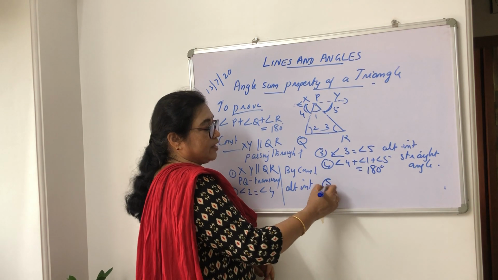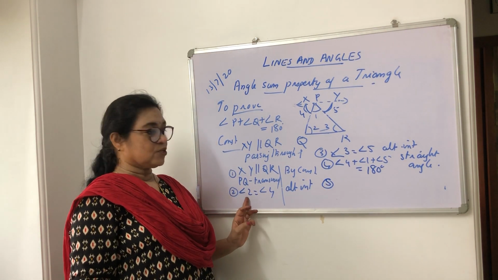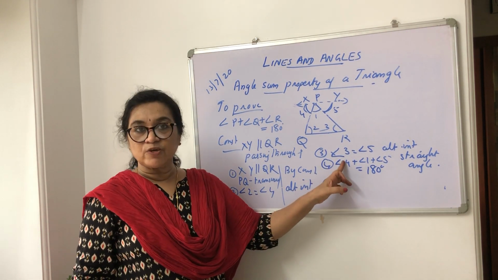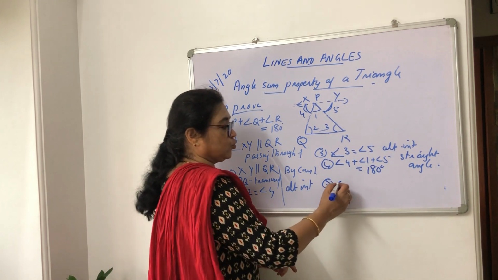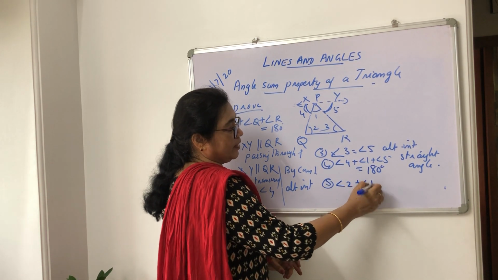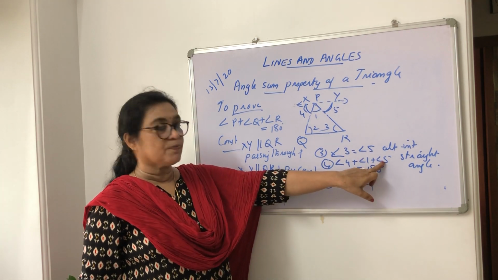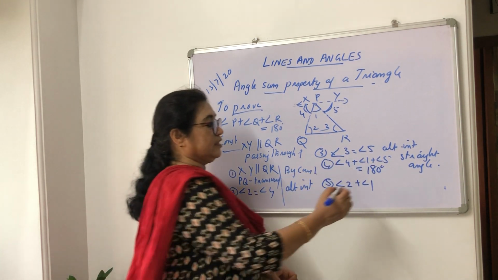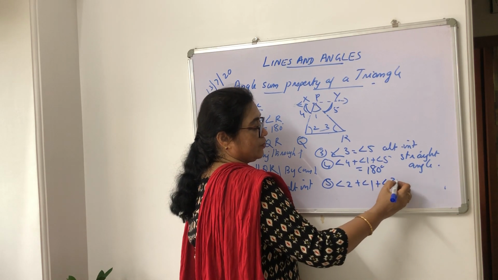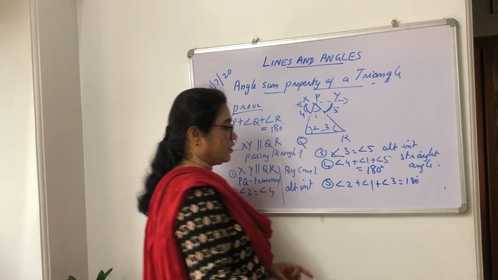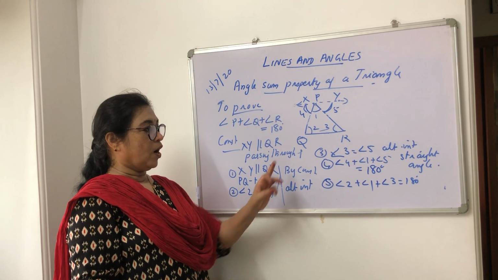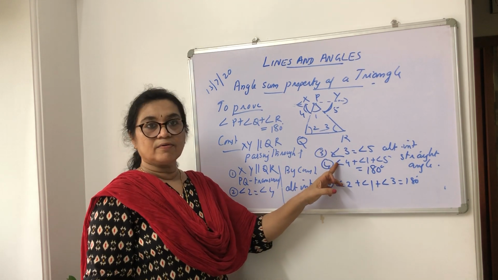Now the fifth step. Angle 4 is equal to angle 2, so in the place of angle 4 I am writing angle 2. Angle 1 I am taking as angle 1. And angle 3 and 5 are equal, so in the place of 5 I am writing angle 3, equal to 180 degrees.